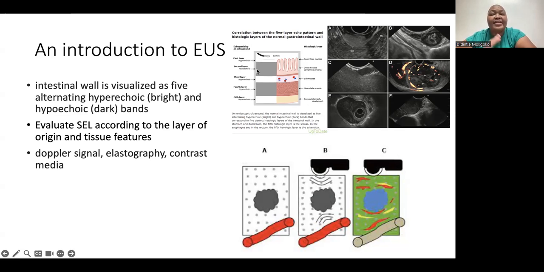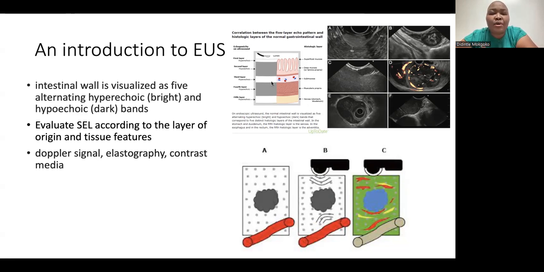So you're going to get these 5 echo layers, and these are consistent throughout the GI tract, whether you're in the duodenum, the esophagus, the stomach, or the rectum. This is all the same, where you have the first layer being hyperechoic, and we talk about hyperechoic as being bright as a reference, yeah?